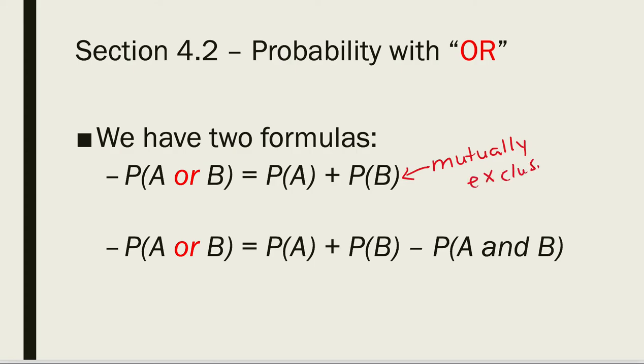So if they were mutually exclusive, you use the first formula. If they were not mutually exclusive, you use the second. And again, mutually exclusive means that there is no outcome common to both groups. All right, so let me get an example here for mutually exclusive.